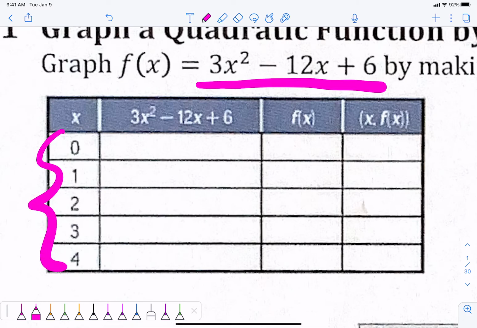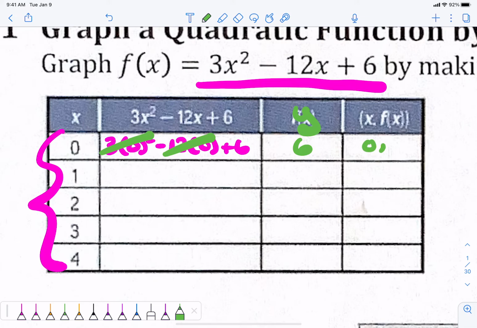We're going to plug these guys in. So help me out here. For the x's, so 3 times 0 squared minus 12 times 0 plus 6, and you guys are saying it's 6 because those go away, and the f of x, or the y value, is going to be 6, yeah? But then what do they want in this third column? They want us to write it as an ordered pair, 0, 6, right? Plugging 0 in, we get 6 to pop out, makes sense, yeah?